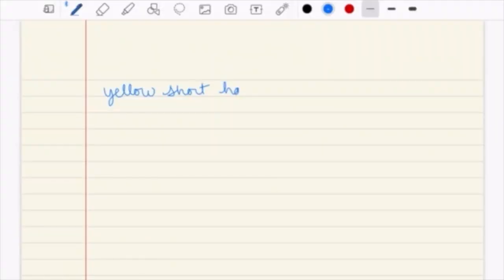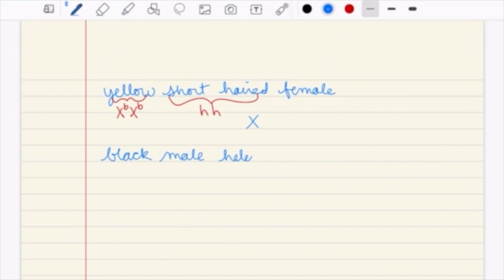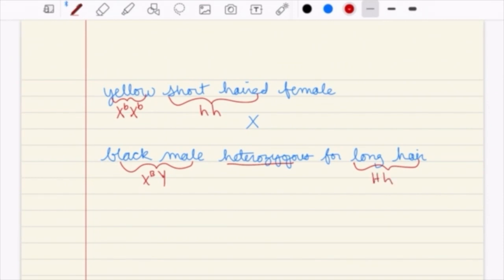So we have a yellow short-haired female that we're crossing with a black male that's heterozygous for long hair. Since she's yellow, we know she has X little b, X little b. Since she's short-haired, we know it's going to be two little h's since it is a recessive trait. The black male, since he's a male, is going to have one X chromosome and one Y chromosome, and the X chromosome is going to have a big B on it. Since he is heterozygous and has long hair, he's going to have one big H and one little h, since heterozygous means one of each.